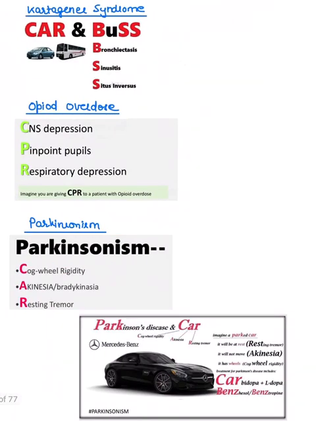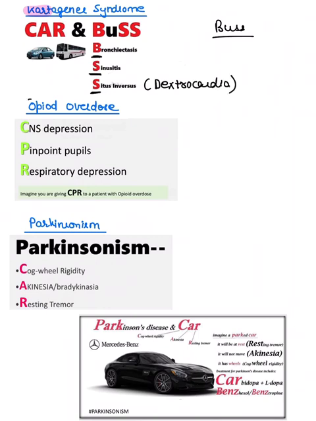Now coming on to the Kartagener syndrome. Car and bus will go hand in hand simultaneously on the road. So B is for bronchiectasis, S is for sinusitis, S is for situs inversus. Means there is the reversal, so dextrocardia may be seen in such cases.